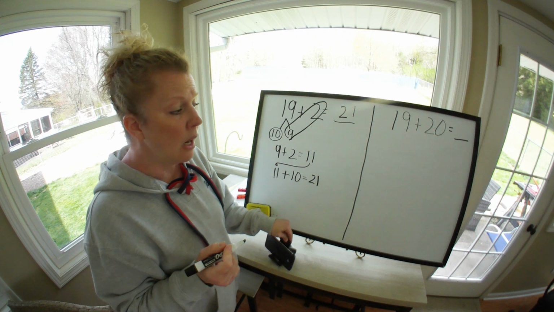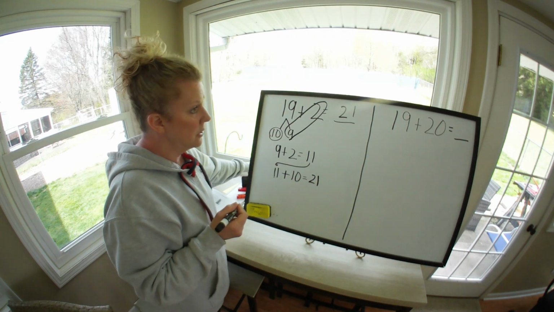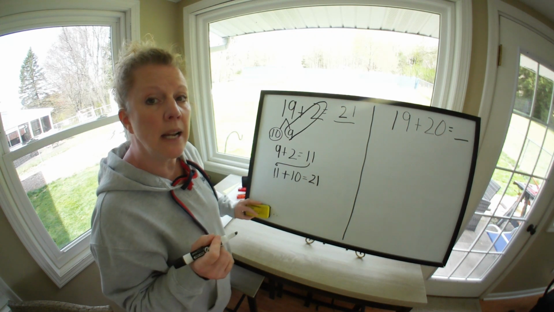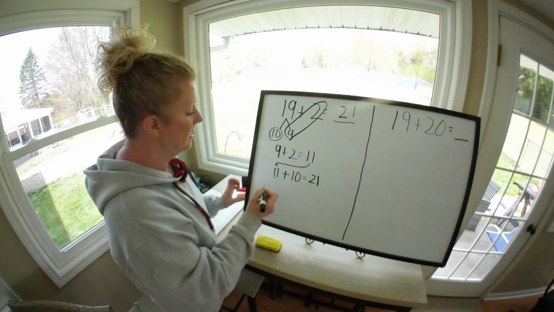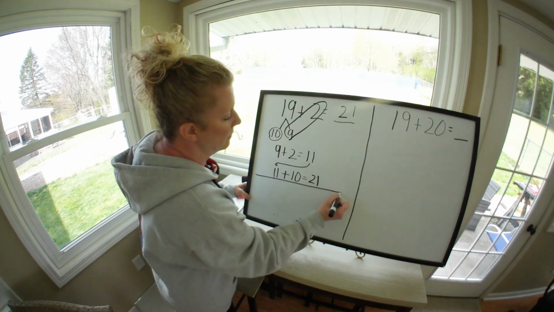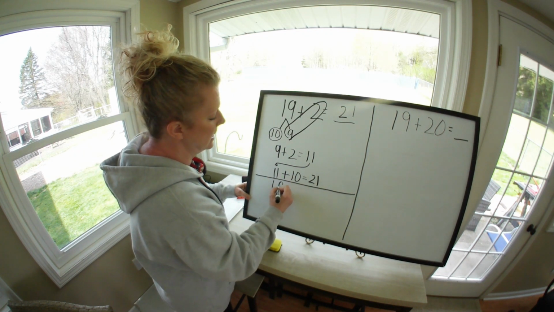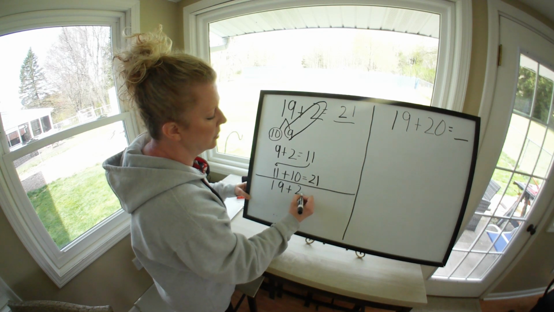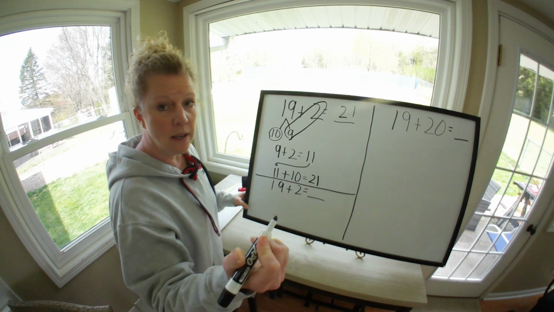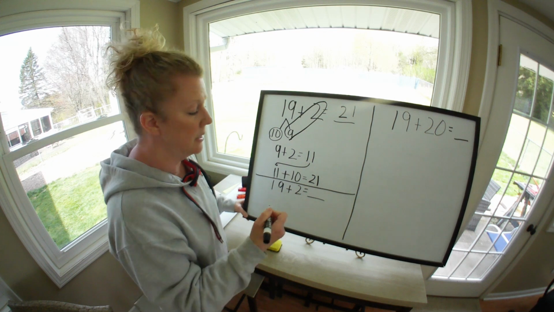Now, an easier way to do this, and again, like I said, I'm showing you different ways to do it. I'm just going to draw a line here and show you. I'm going to rewrite it. 19 plus 2. Watch this. To me, this makes it a little easier.